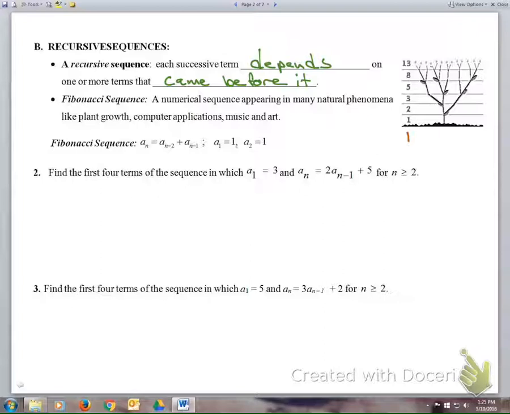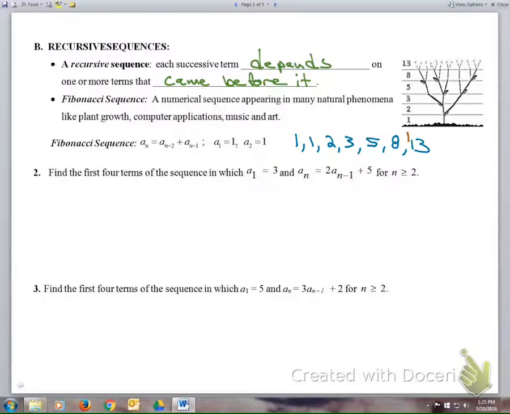This is the Fibonacci sequence, and this is a classic recursive sequence that you see in nature. In a recursive formula, you have to know the previous terms before you can get the next term. And in the Fibonacci sequence, you have to know the first two previous terms. So in this case, those are the first terms. First term is 1, second term is 2.